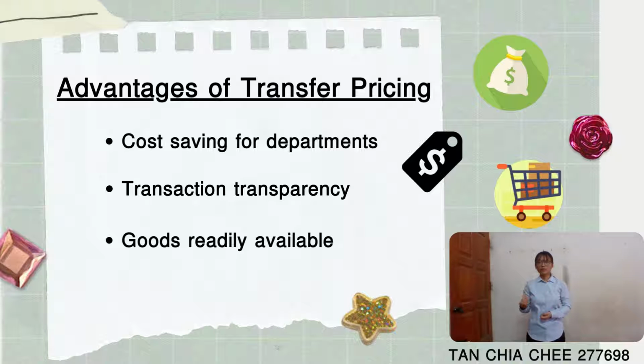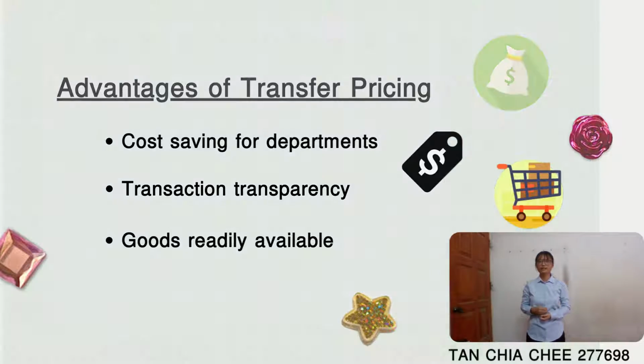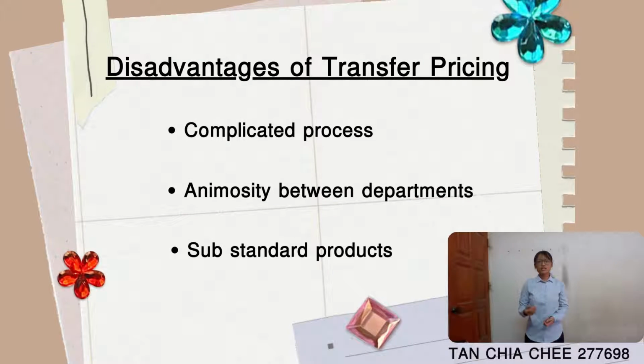Since the goods are manufactured in the company itself, as far as other departments are concerned, they don't have to rely on the supplier because the company itself can obtain the goods at any time, thus freeing the company from the exploitation of the goods supplier. For this section, I will explain about the disadvantages of transfer pricing. I have listed down 3 disadvantages of transfer pricing.